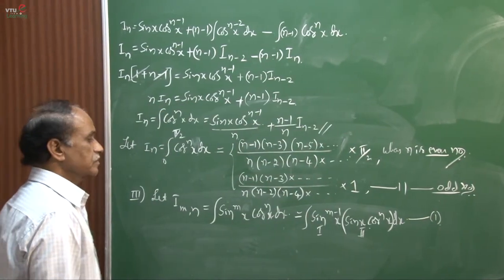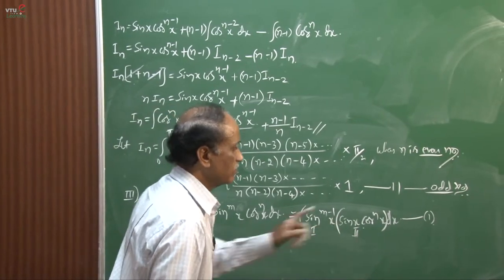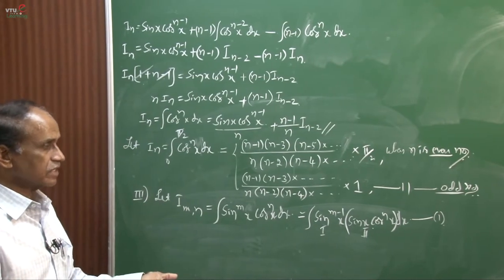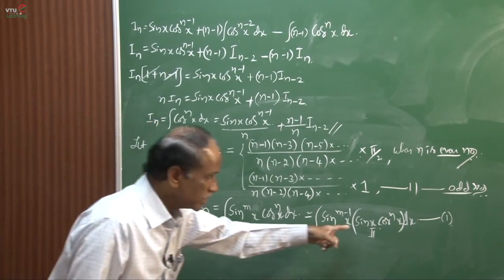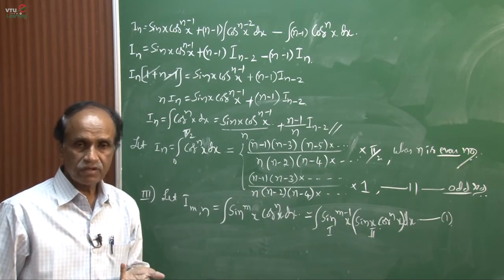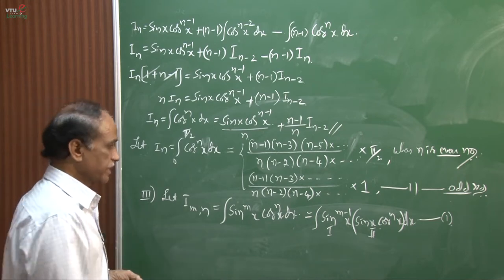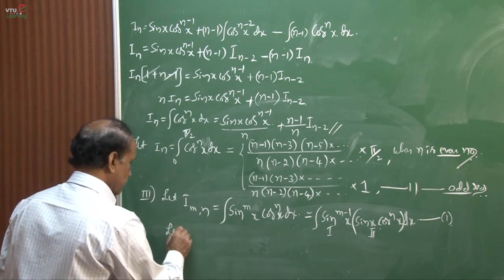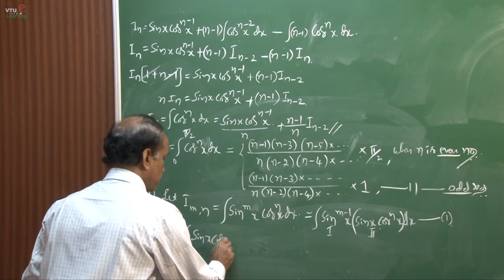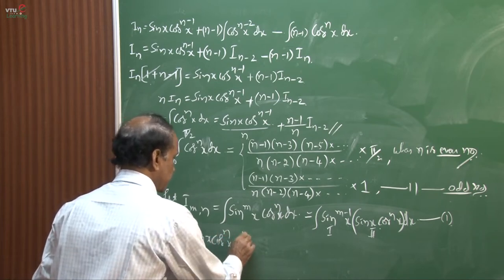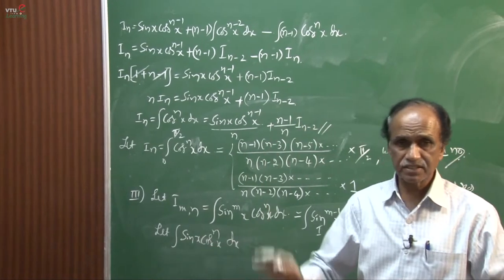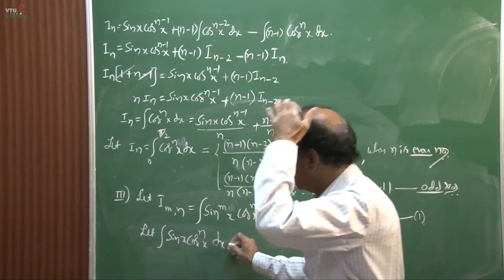Now, what is the first term? The first term means first into integral of second. When I speak like that, I must have the ready result for the integration of the second. I have to make a substitution and get the value of that particular integral through the substitution method. So, let the integral of sin x and cos to the power n x dx be considered. How to integrate this? Put cos x is equal to t.